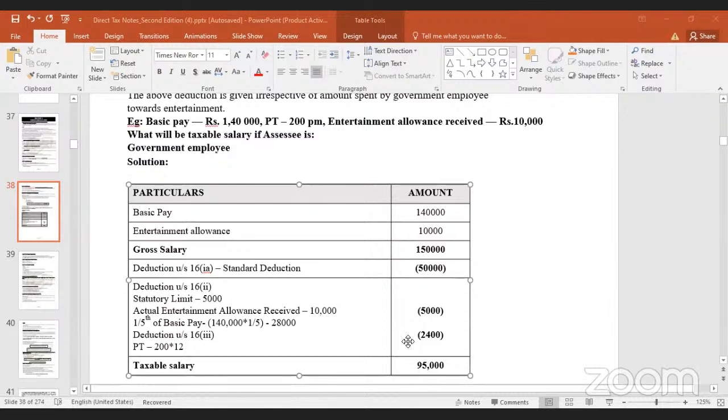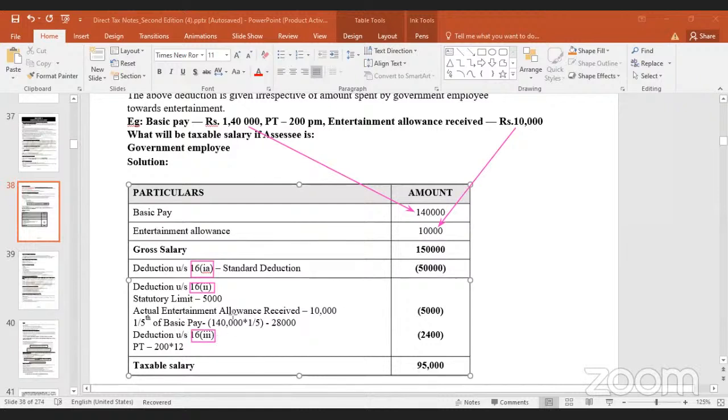Basic pay information, 1,40,000, the same figure over here. Entertainment allowance, this figure, 10,000 rupees. So gross salary is going to be 1,50,000. Section 16(1)(a), Section 16(2), Section 16(3). 1(a) deals with the standard deduction, 2 deals with the entertainment allowance, and 3 deals with the professional tax deduction. 16(1)(a) is the standard deduction of 50,000 rupees.